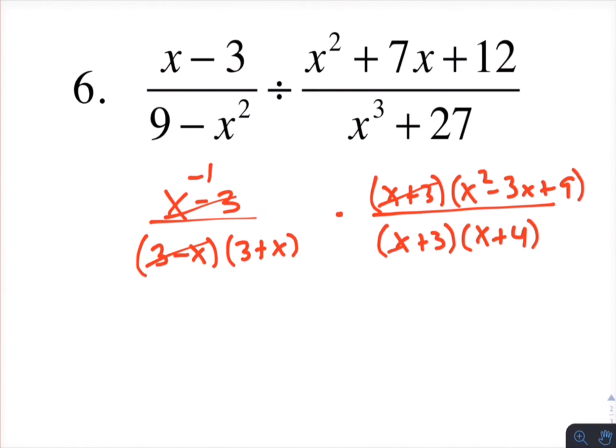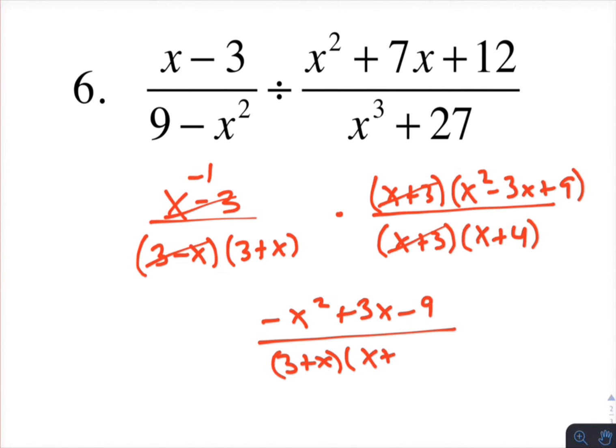And I can cancel the x plus 3's. And now I just multiply across. So negative x squared plus 3x minus 9 over 3 plus x times x plus 4.